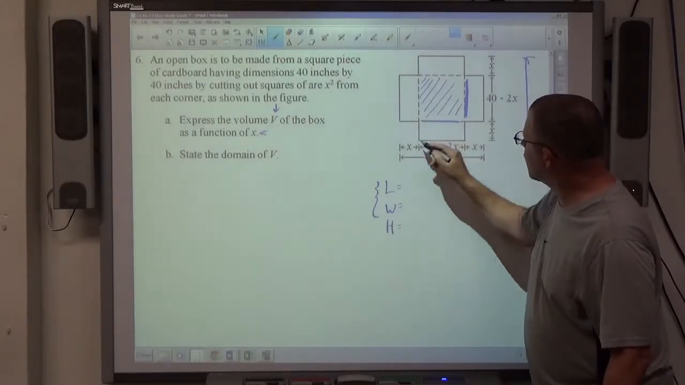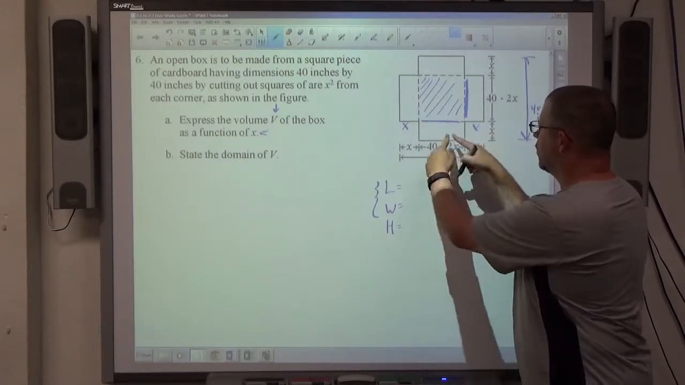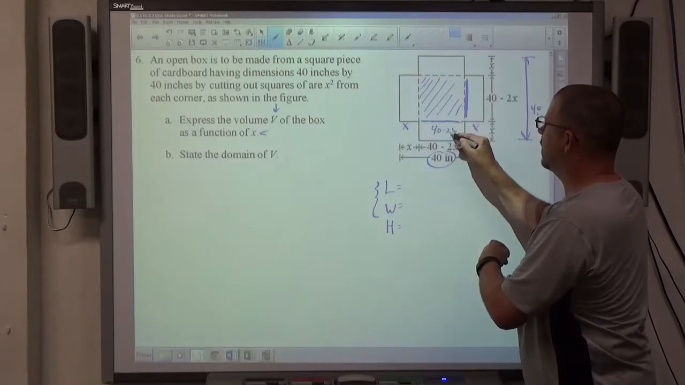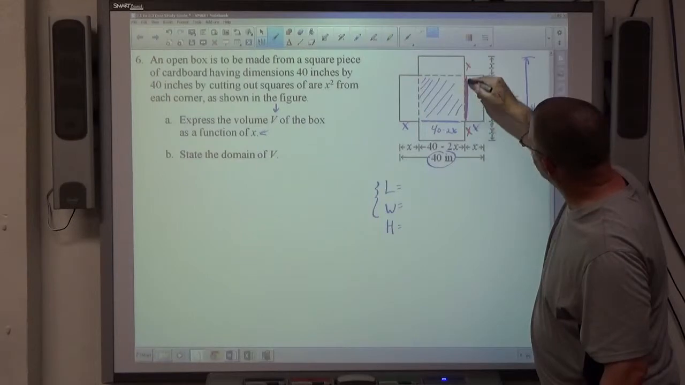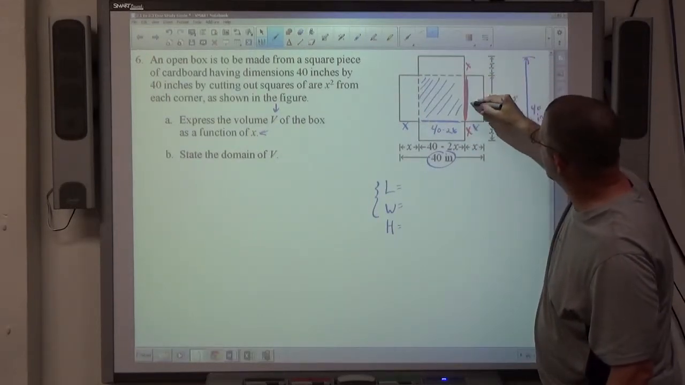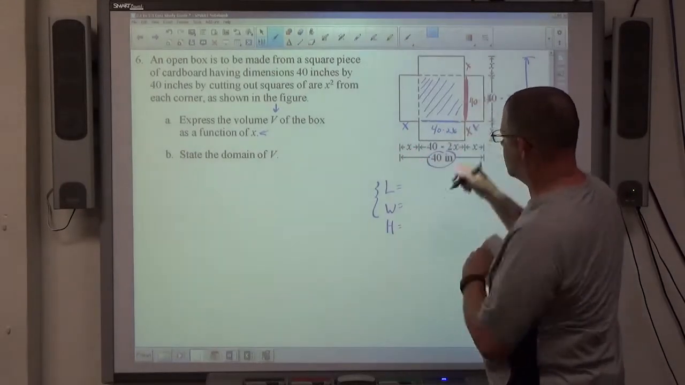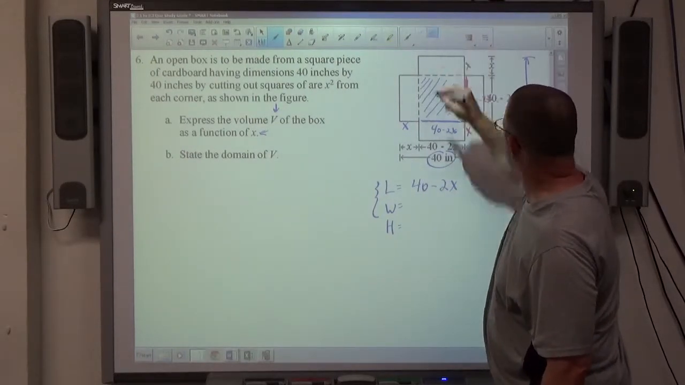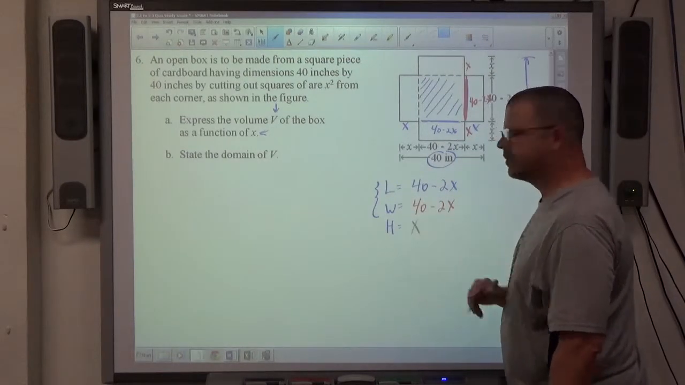From here to here, since that's 40, and we're taking x away from either side, this whole from here to here is 40, take x away, that gets me 40 minus 2x for this piece here. Similarly, this is x, and this is the piece we're concerned with. 40 inches all the way from here to here, we're taking 1x away, a second x away, so 40 minus 2x for that. And what we're folding up is x. So, the length is 40 minus 2x, the width is 40 minus 2x, and the height is x.